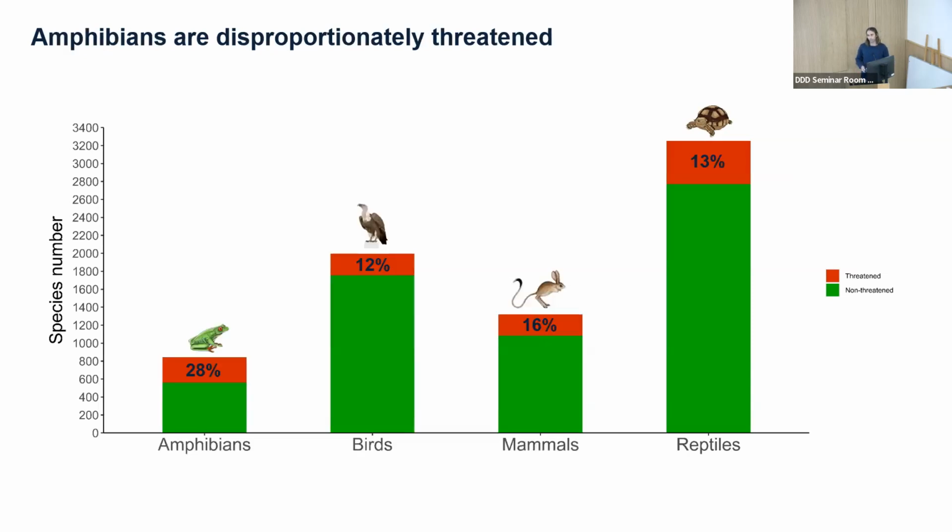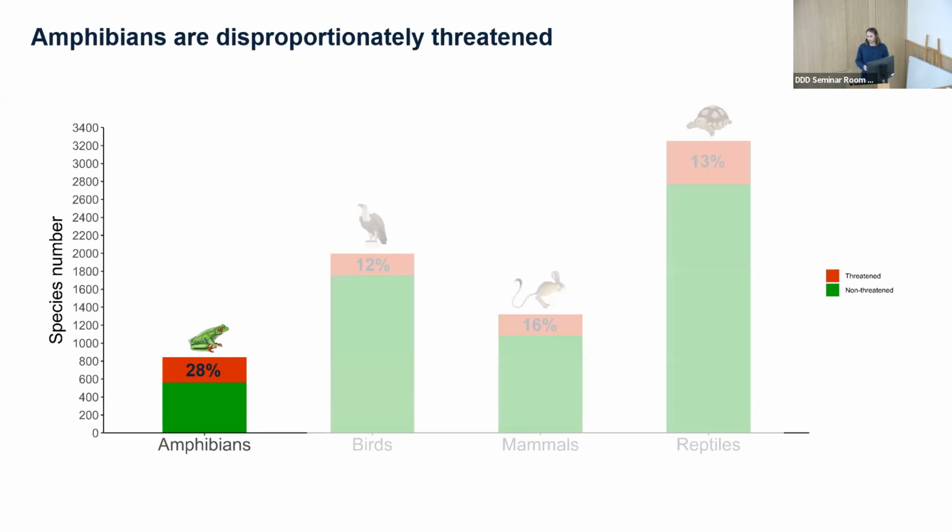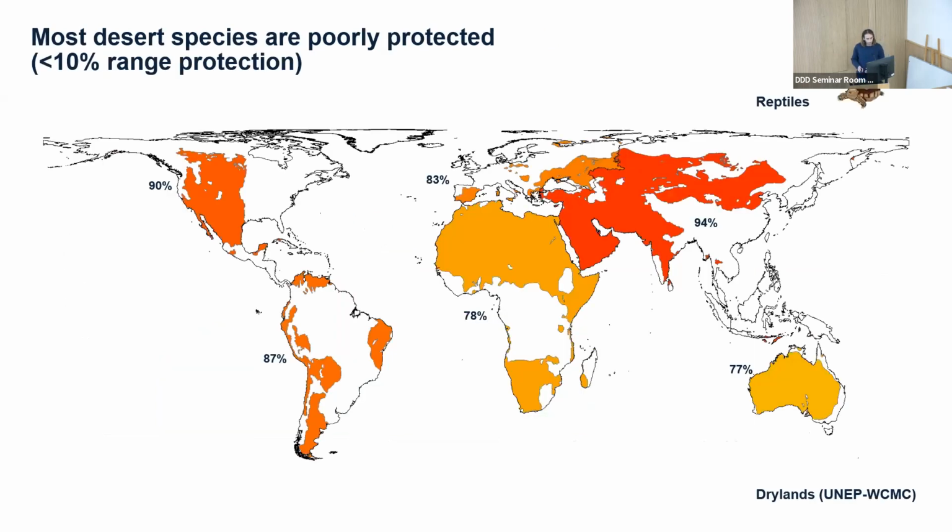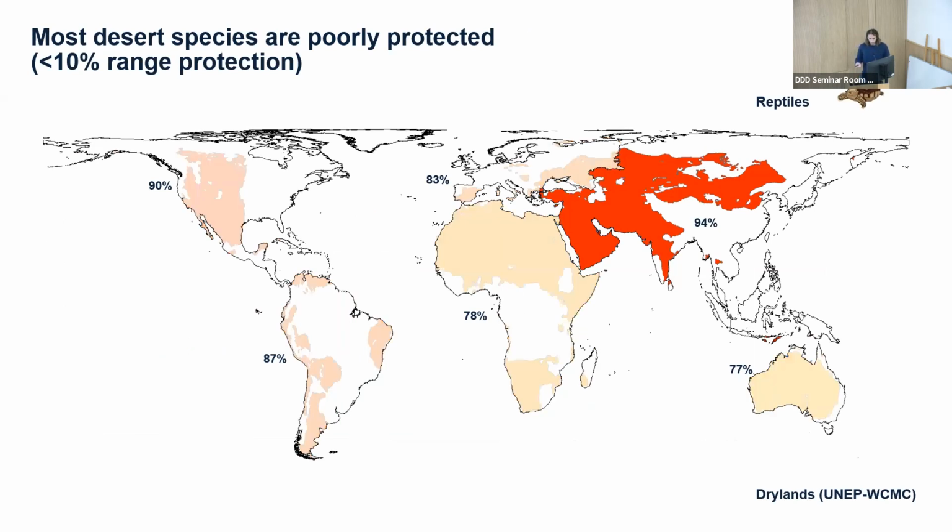Additionally, amphibians are disproportionately threatened, 28% of which are threatened in drylands, and therefore also deserve attention, especially considering that drylands, as I showed you, are poorly protected. And consequently, most desert species have less than 10% of their desert ranges protected. And this is the very minimum for maintaining viable populations. So for example, 94% of reptile species in Asian drylands have less than 10% of their dryland ranges protected.